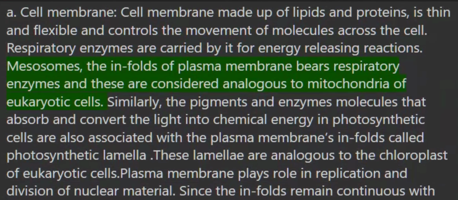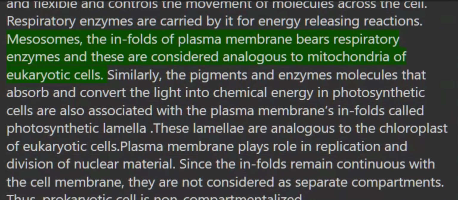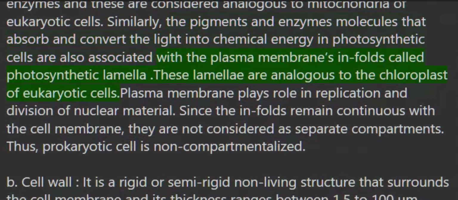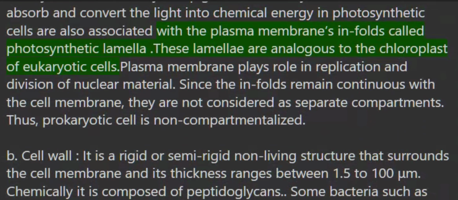Mesosomes. The infolds of plasma membrane bear respiratory enzymes and these are considered analogous to mitochondria of eukaryotic cells. Similarly, the pigments and enzyme molecules that absorb and convert light into chemical energy in photosynthetic cells are also associated with the plasma membranes in folds called photosynthetic lamellae. These lamellae are analogous to the chloroplast of eukaryotic cells.